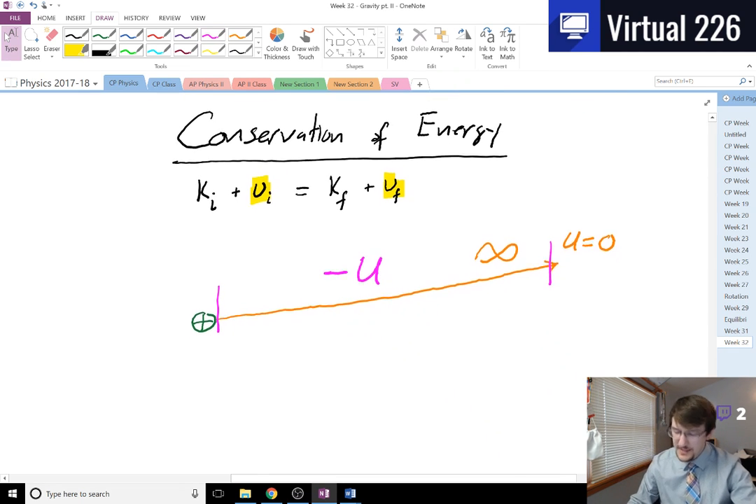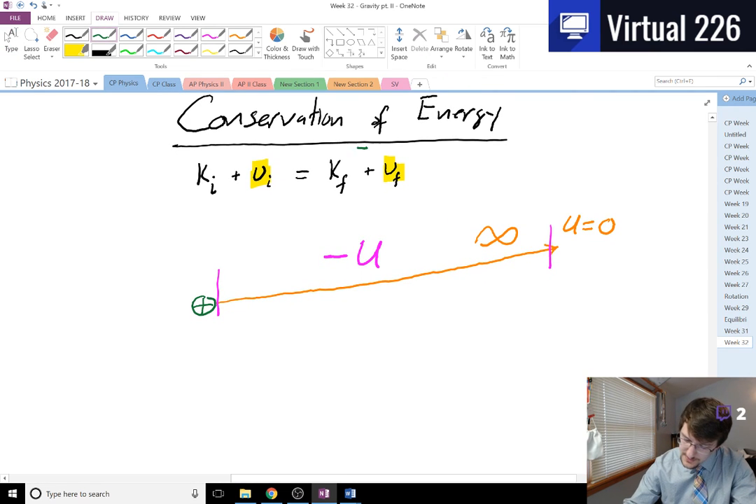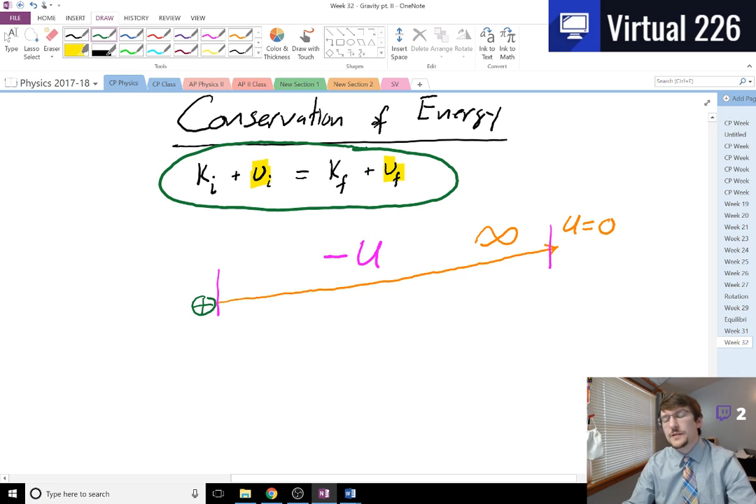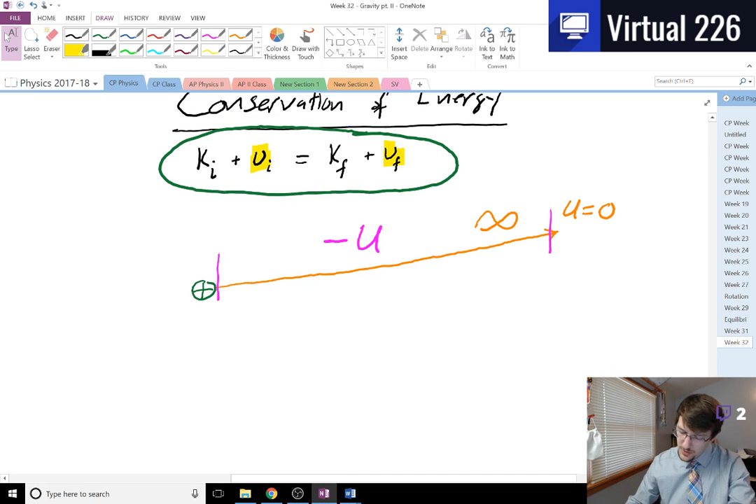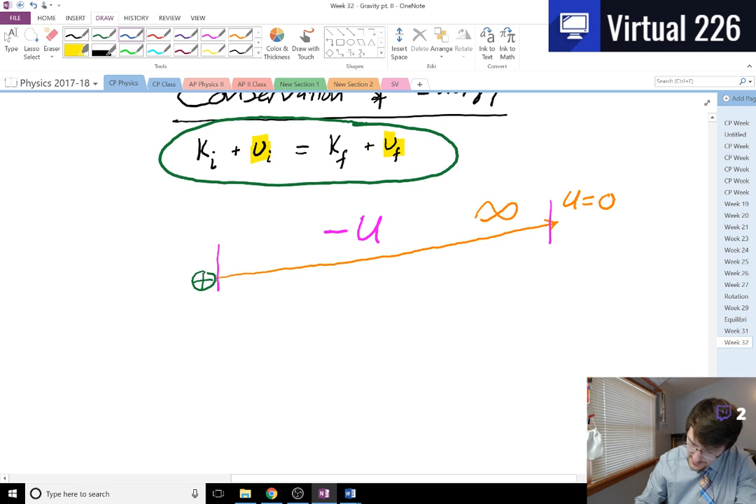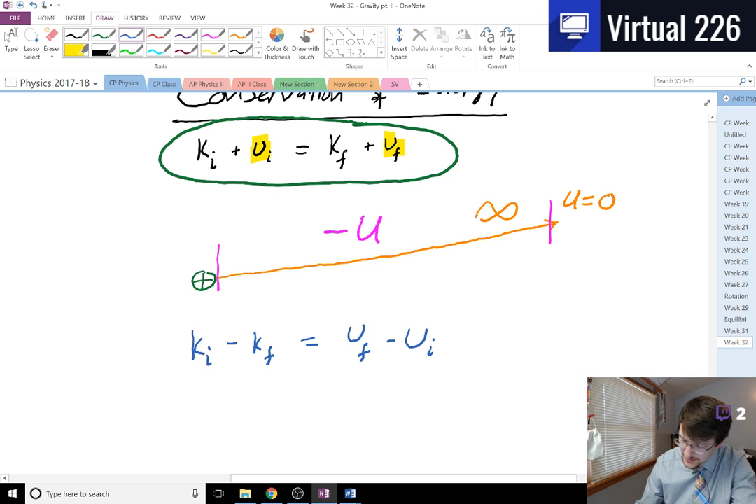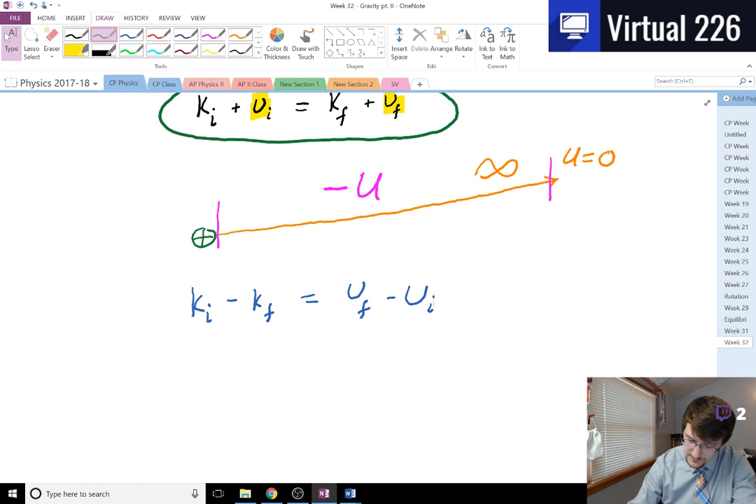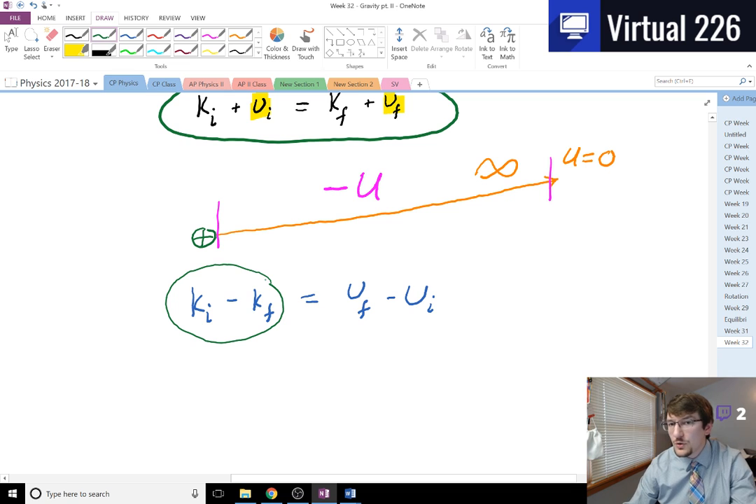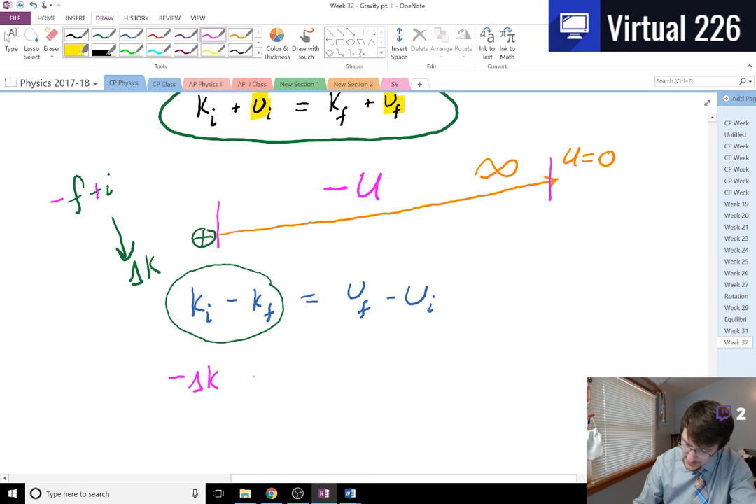The reason why we want these negative potentials, so to speak, is if we look at this conservation of energy equation and we rearrange it so that the kinetic energies are together and the potential energies are together, what we have is that Ki minus Kf equals Uf minus Ui. This right here is close, but it's not exactly a change in value. We can't just say this is delta K, because it's not. Delta, if you remember, is a final minus an initial. What we have is an initial minus final. So what this actually is on the left side is a negative delta K equals, and this final minus initial on the right is delta U.